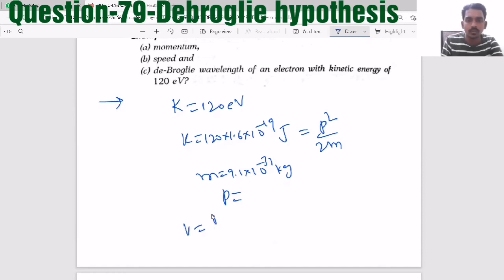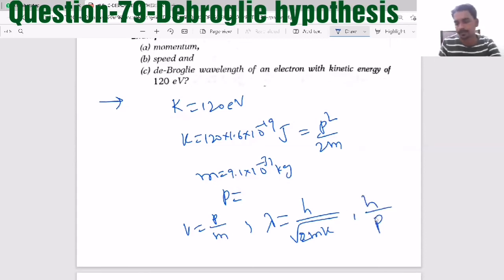Then they are asking for speed. Speed equals linear momentum by mass. So after finding linear momentum, you just divide by mass, then you will get the speed. And de Broglie wavelength means h by root of 2mK. Directly you can substitute, or else after finding p, you can take it as h by p, depending. So that way you have to solve it. If you understand the question, just formula, substitution and proper calculation is needed.